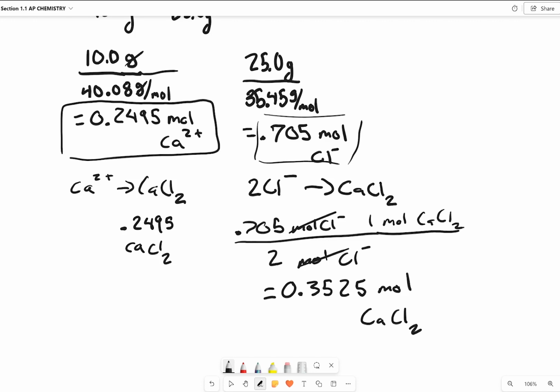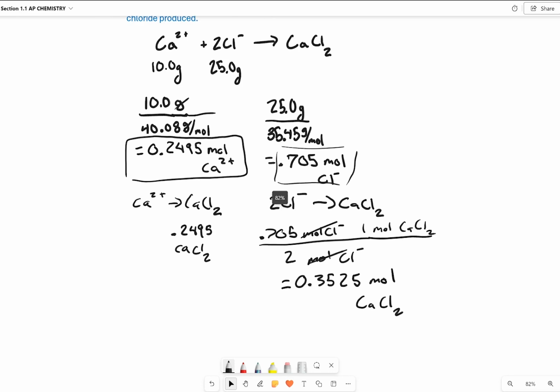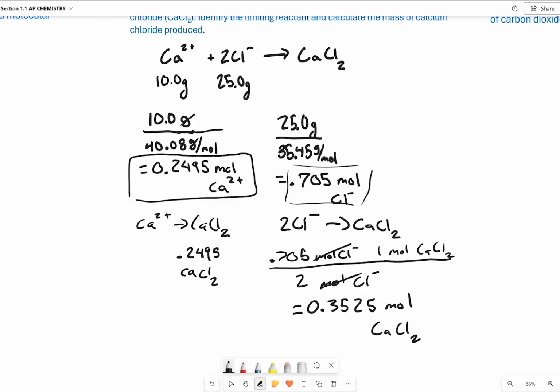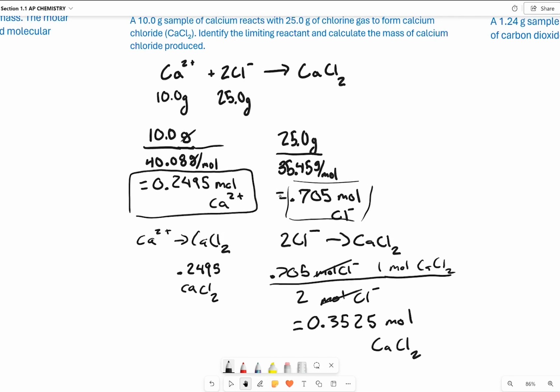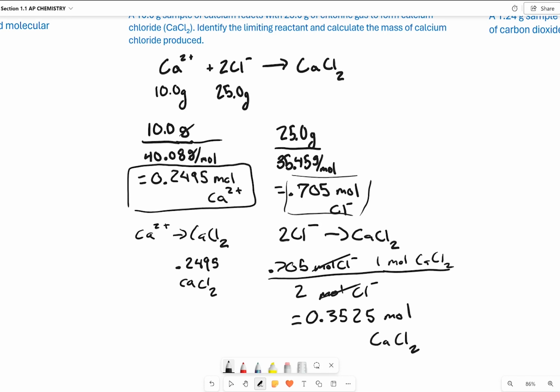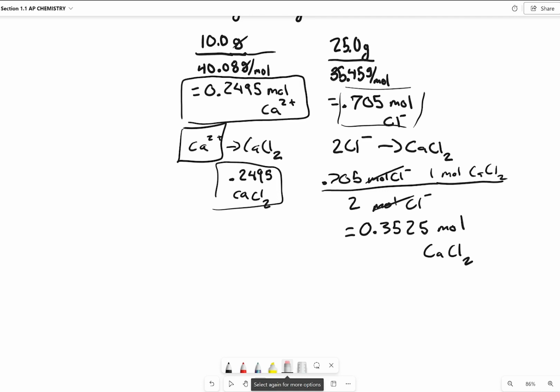So when picking our limiting reactant, we always want to choose the one that makes the least of the product, because that means it's the one that's being limited. It's the one that has the least. So in this case, we have the least amount of reacting calcium ions. Our limiting reactant will be our calcium ion, and for the mass of calcium chloride produced, we'll do 0.2495 moles of calcium chloride.